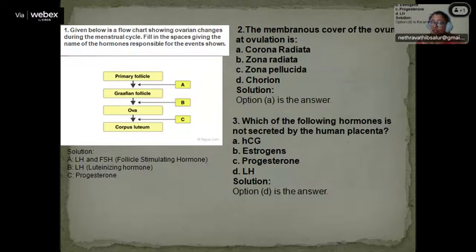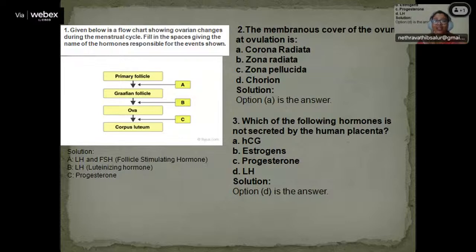Skill-based questions are going to be asked from this. So remember, 11 marks are coming from this chapter, that is human reproduction. So you cannot ignore this chapter. It is for 11 marks. Now, coming on to MCQ questions, you have the first question.